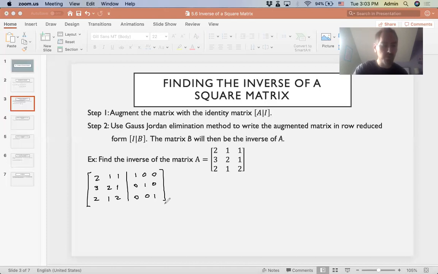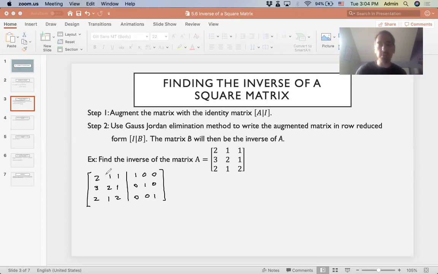Okay, now if you recall from sections 5.2 and 5.3, we want to write this matrix in row-reduced form. In other words, we're trying to make this left-hand side right here become the identity matrix. We're putting this in row-reduced form. Now we had 3 steps for this, right? We could interchange any 2 rows. We could multiply any row by a constant, or we can add a multiple of any row to another row.